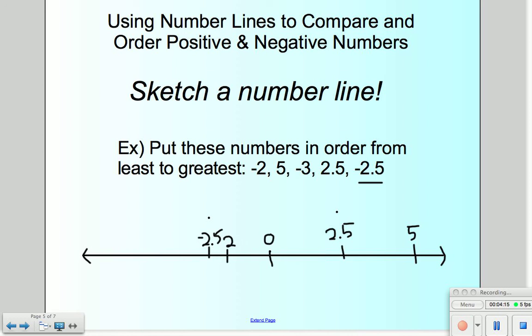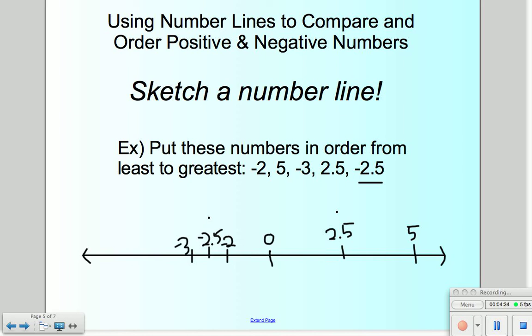And then our 3, this is negative, by the way. Okay, that's our negative 2, negative 2.5. And then our negative 3 is 3 away from 0. It actually is farther. It's about here. Let's call that 3. Throw a little negative sign on there because it's not positive, it's negative.